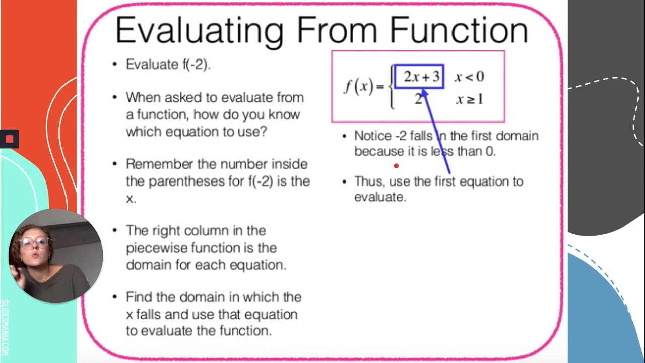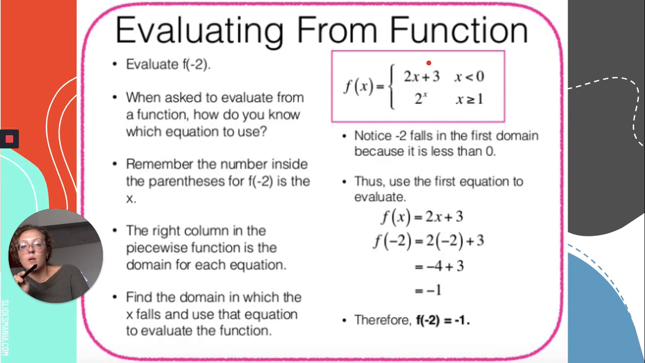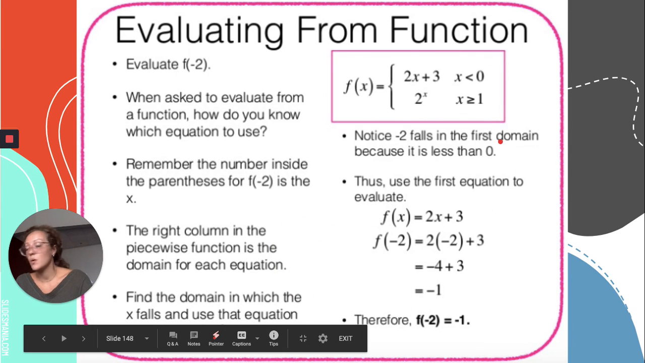So that means when it says f of -2 for this function, we're not plugging into both. We're plugging into the first function because this function is defined for x less than 0, okay? So we don't plug it into both. We don't just randomly pick one. We plug it into the one that its domain falls into. And -2 is less than 0. So there you go. You plug it in, you ignore the other part, and you solve. So f of -2 would be -1.